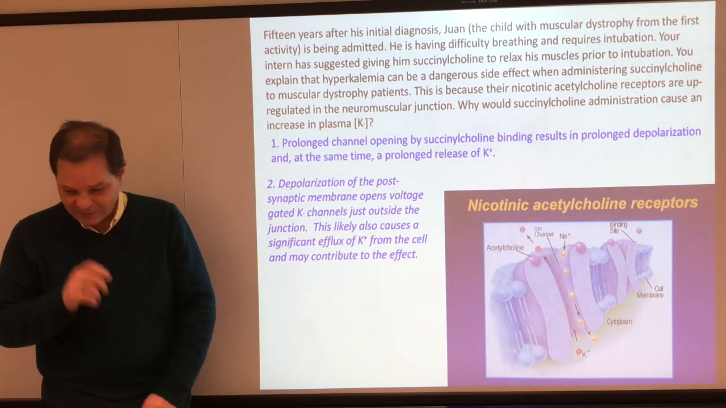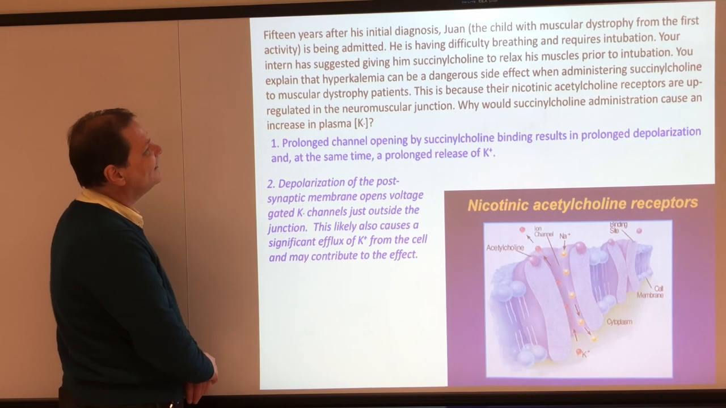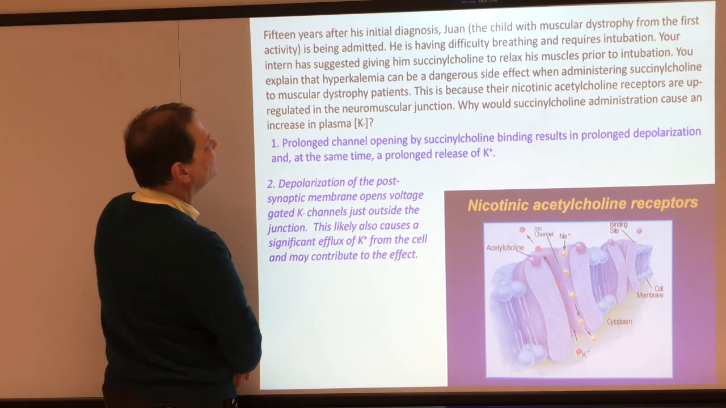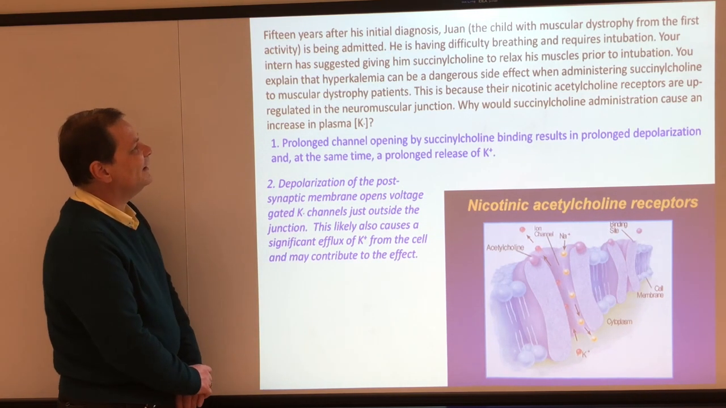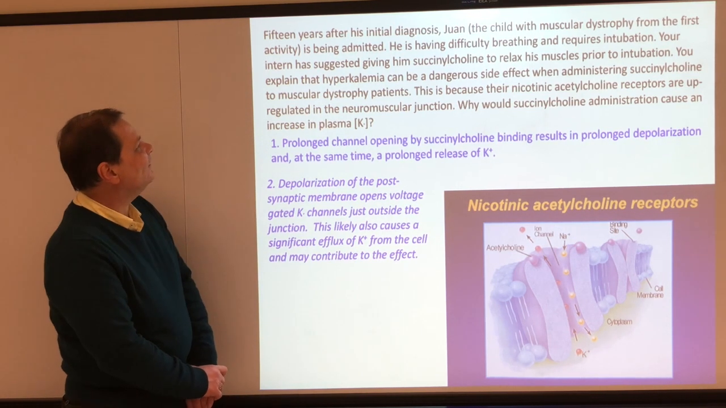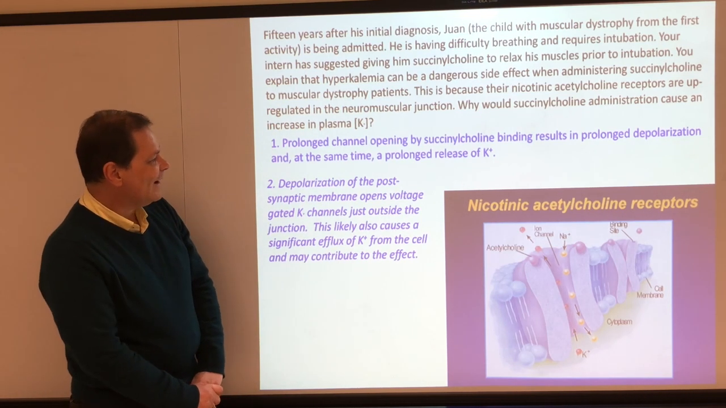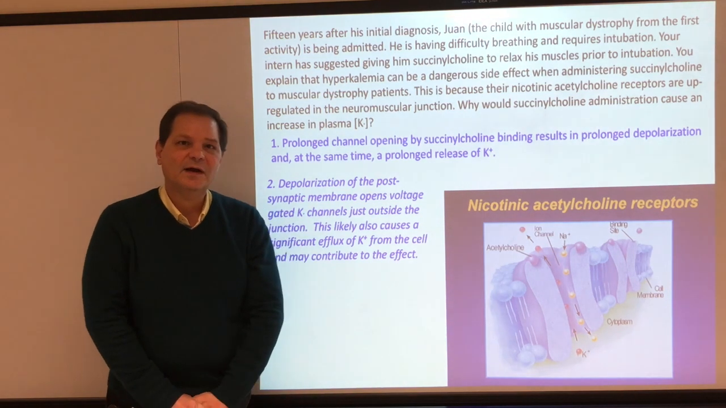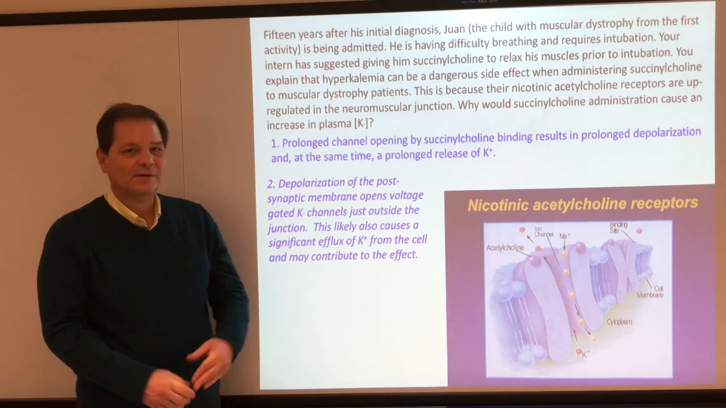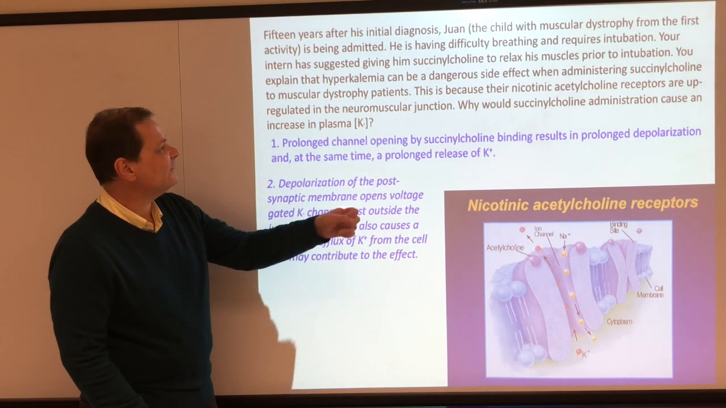So 15 years after the initial diagnosis, Juan is admitted, and he requires intubation. And you give him succinylcholine prior to intubation, and this is not a good idea. The intern suggests it, and you say, no, don't do that. Because what happens is succinylcholine causes hyperkalemia. And so the question is, explain why you get the hyperkalemia and why it's very dangerous in a muscular dystrophy patient.